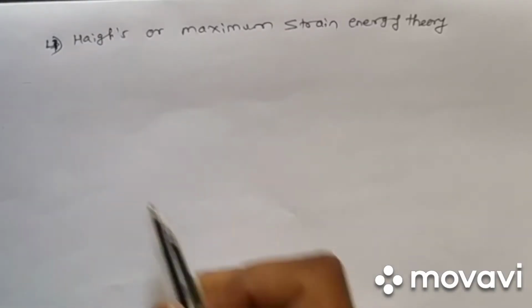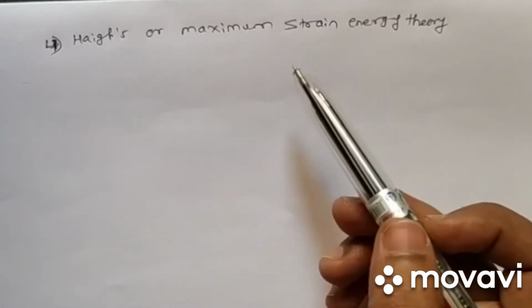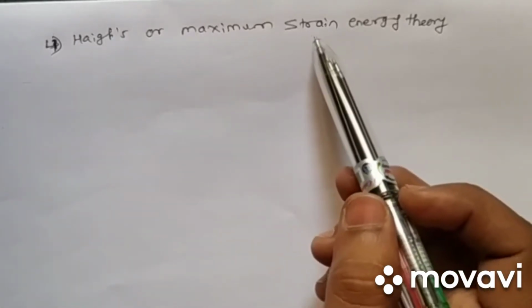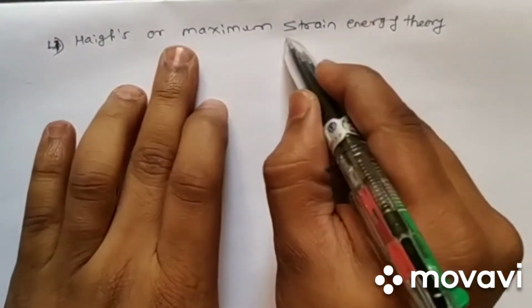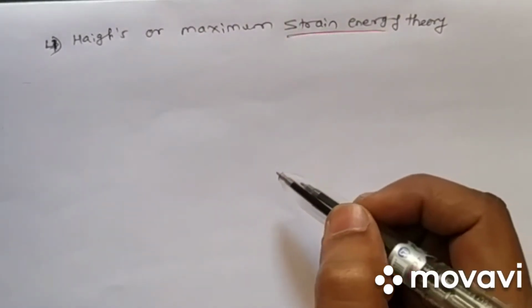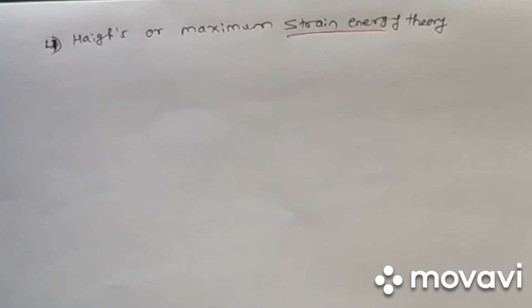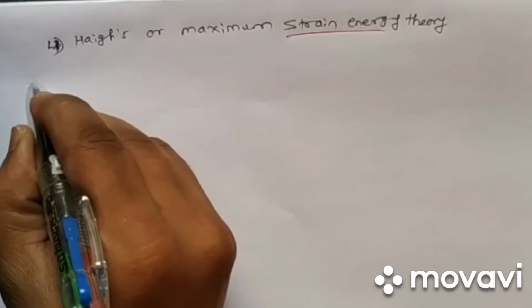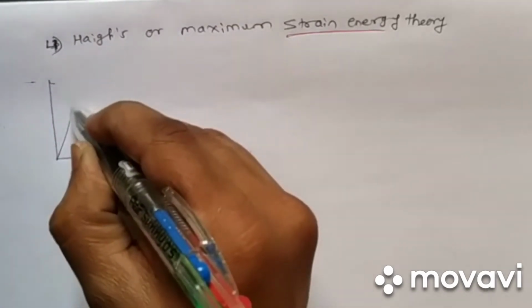So next is Haigh's, or maximum strain energy theory. The previous one was maximum strain theory. Now here we have energy, strain energy. So you have to understand this concept. So let's draw a graph for steel, like our stress strain curve.